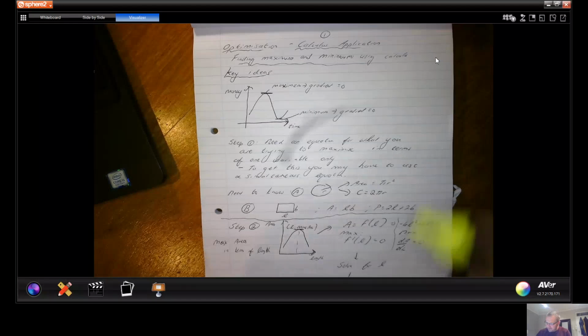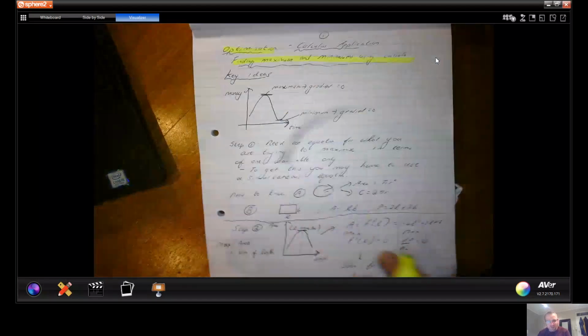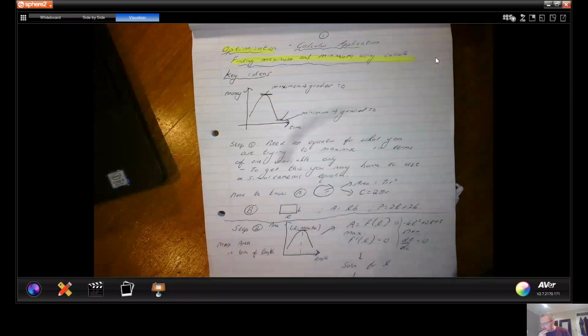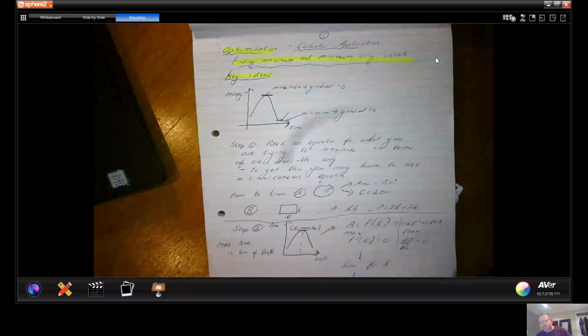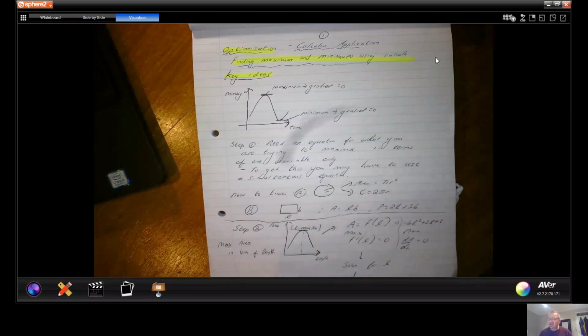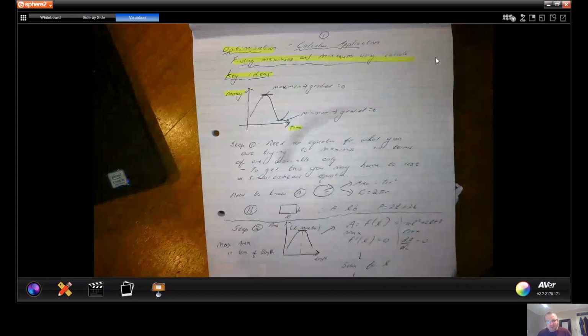Finding maximums and minimums using calculus. This is often called calculus of optimization because you want to maximize or minimize things. For me, the key idea is that any equation, for any kind of subject, it doesn't have to be x and y, can be maximized or minimized if the gradient is equal to 0.